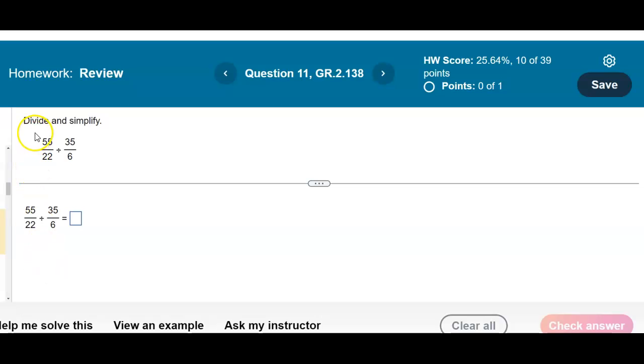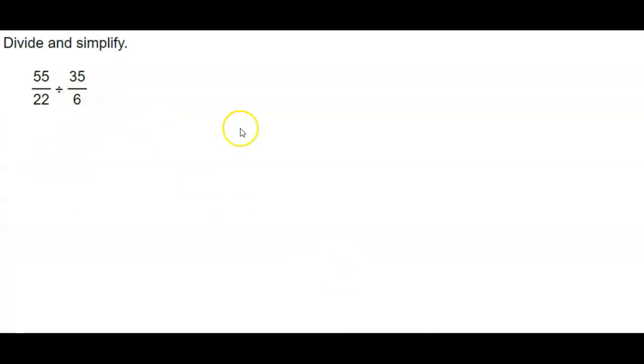In this next example, we're going to divide and simplify 55 over 22 divided by 35 over 6. So, first things first, let's identify what each item represents. So this is 55 over 22. And then we're dividing it by 35 over 6.